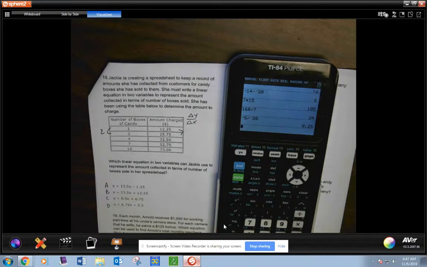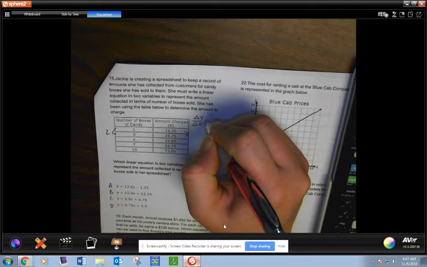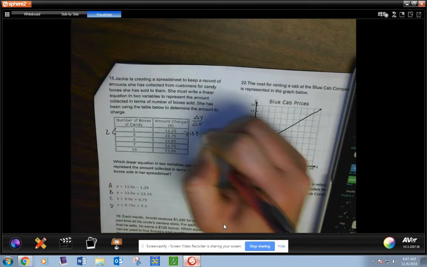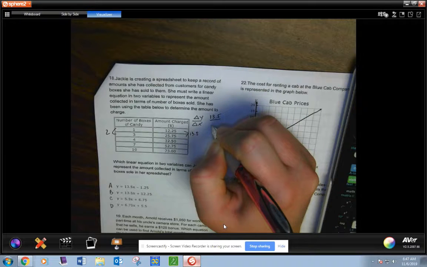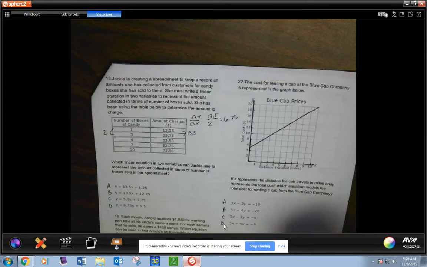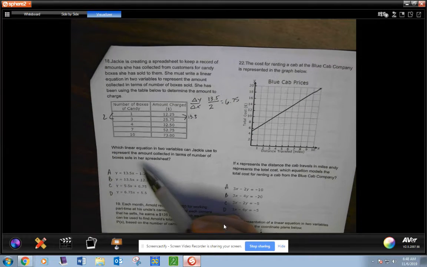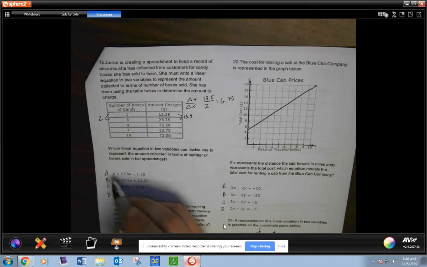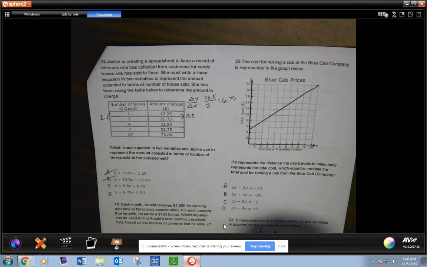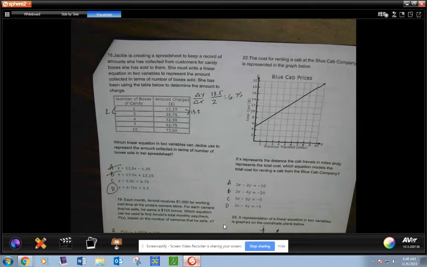So 25.75 minus 12.25, and that would be 13.5. So if I have 13.5 over 2, this will become 6.75. So I know my slope has to be 6.75, which kind of automatically gives you your answers if you look at your answer choices. You can throw away A and B. It doesn't even have 6.75. And then 6.75 has to go with x because it's the slope. So your answer has to be D.